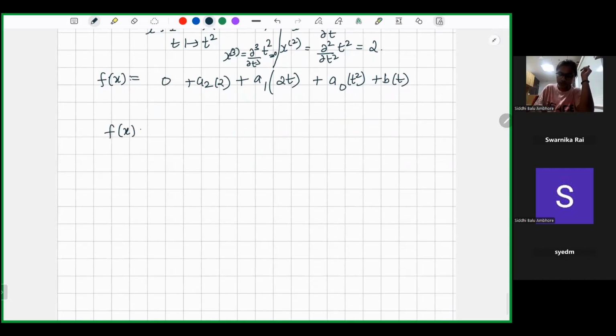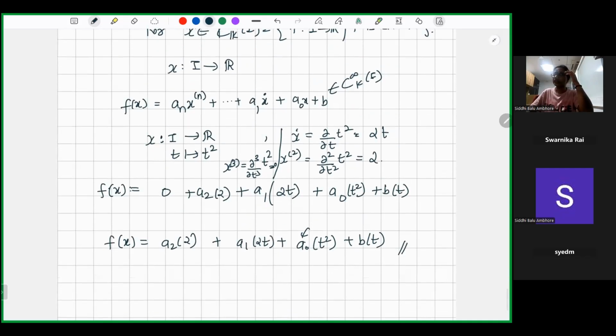So this f of x here is actually a2 into 2 plus a1 into 2t plus a naught t square plus b of t. And this is just multiplication. This is again some function in t, so product of those functions. Is this okay? Is it confusing? I mean, it's just notations, the way they are used.